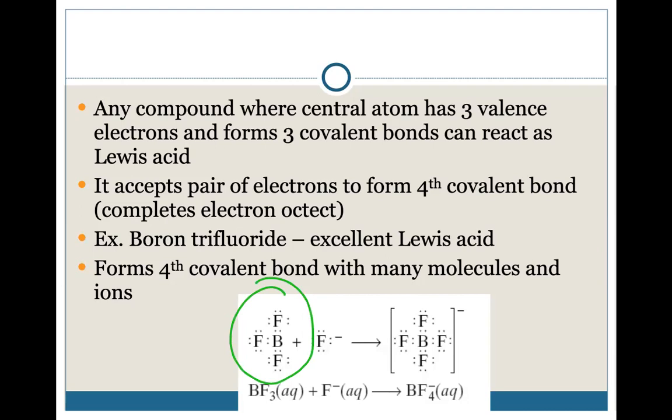Boron is in group 3, so it only has 3 valence electrons, which means it does not have a full octet, and it will easily accept an electron pair to complete its octet. And you can see that here. So there's no electron pair here. It's going to accept that electron pair from the fluoride ion.